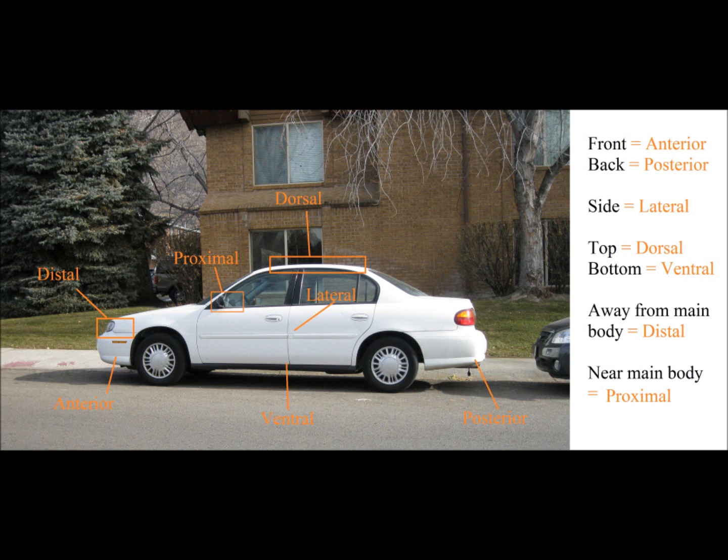the anterior part of the car is the front of the car, the posterior is the back, the side is called lateral, the top of the car is the dorsal part. For example, the dorsal fin of a shark is on top of a shark. The bottom is the ventral part of the car. Away from the main body, such as the headlight at the front, would be called distal, and near the main body of the car, such as the rear view mirror, would be proximal.